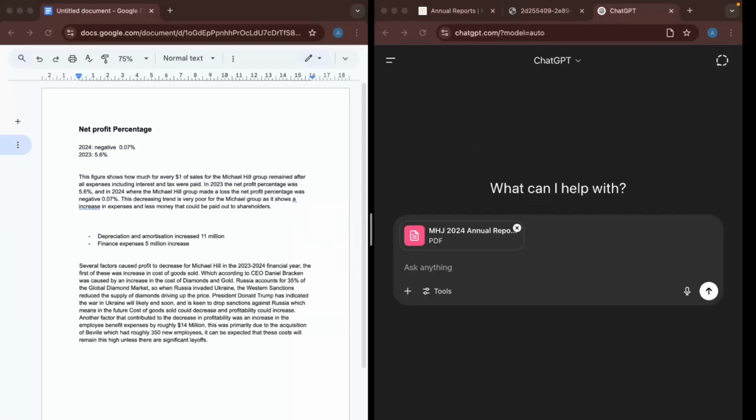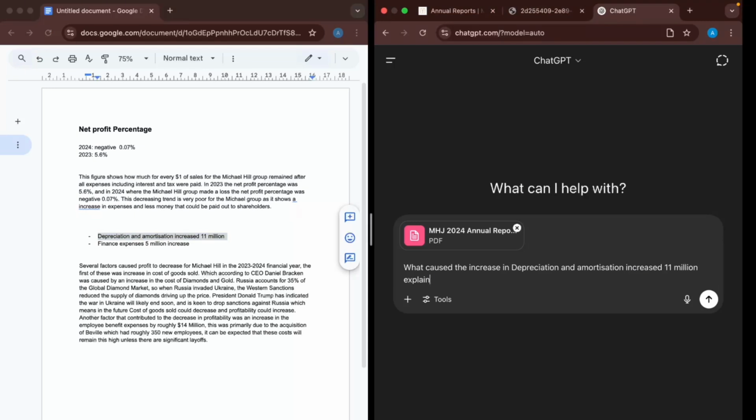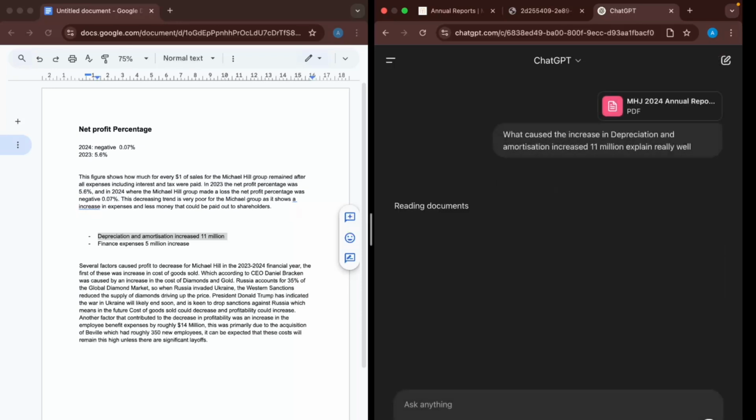Okay, so coming on to the increase in depreciation and amortization. Amortization, guys, is just depreciation for intangible assets, like things like patents or goodwill or something like that. So there was an increase of 11 million there, and we're just going to ask what caused the increase in depreciation. This one's a little bit more tricky, guys, so we'll go through this one now.